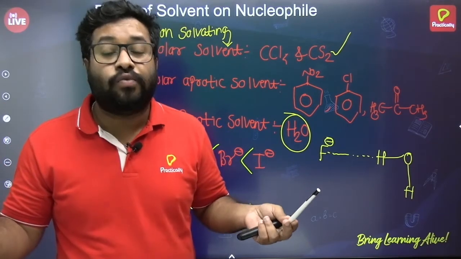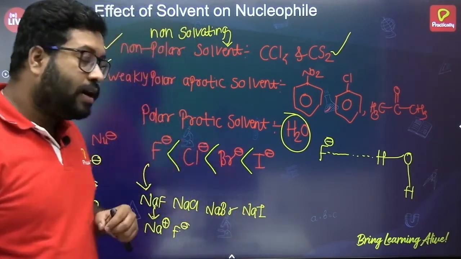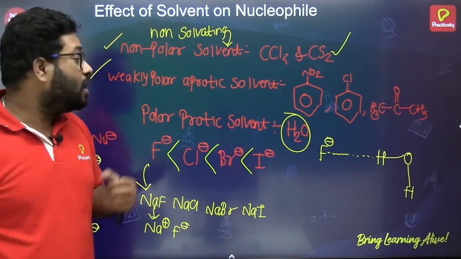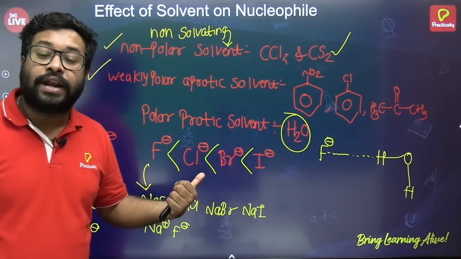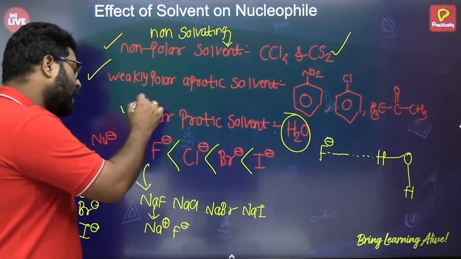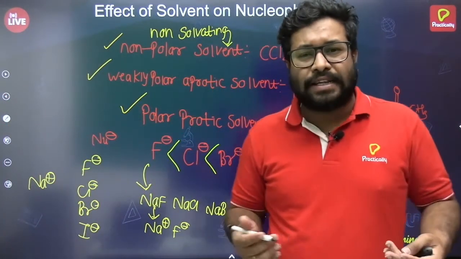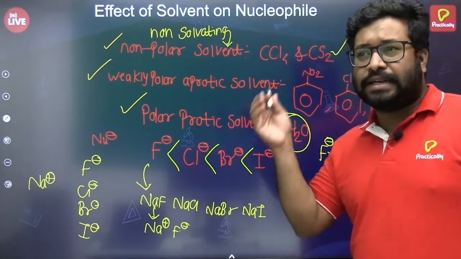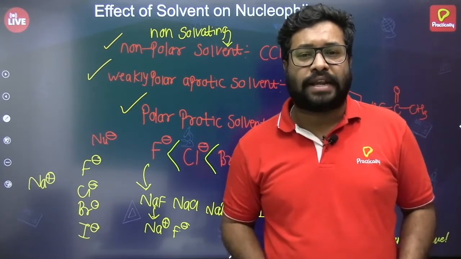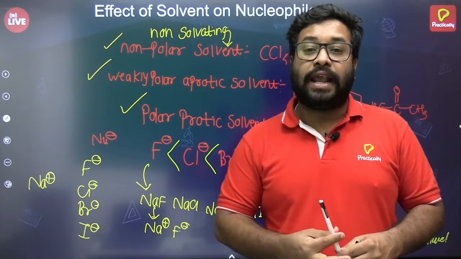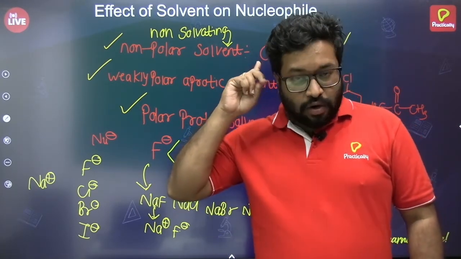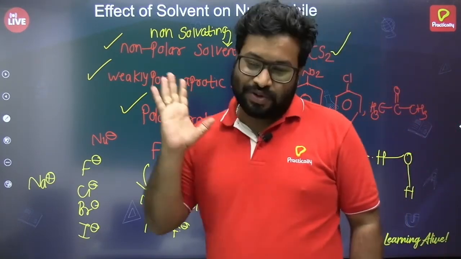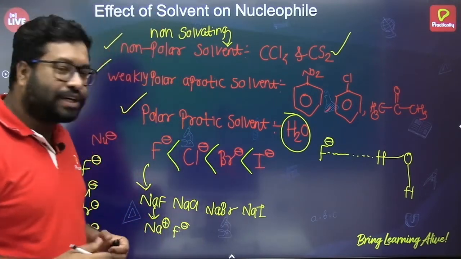Iodide would not be, and therefore the order which I had shown you here would be valid even in a polar protic solvent such as water. That is why the order I minus, Br minus, Cl minus, F minus is followed, especially in non-polar solvents, weakly polar solvents and polar protic solvents. I hope this is very clear to you.